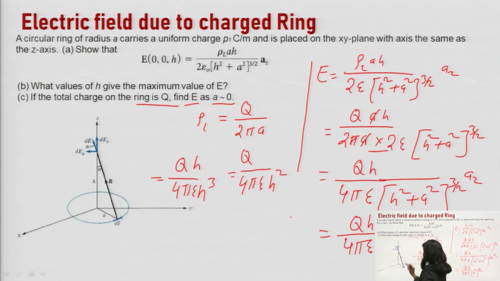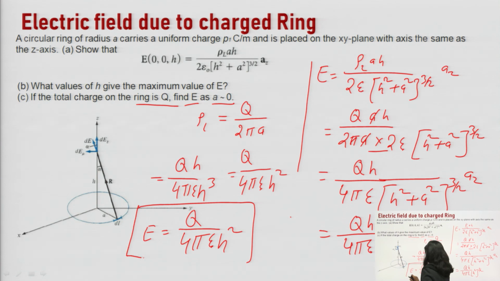It means that in case of C we are getting the value of E as q by 4 pi epsilon h square, which is same as that of the point charge. Physically also we can see when a tends to 0, it will become a point charge. So in this way we got the value of electric field for a point charge.